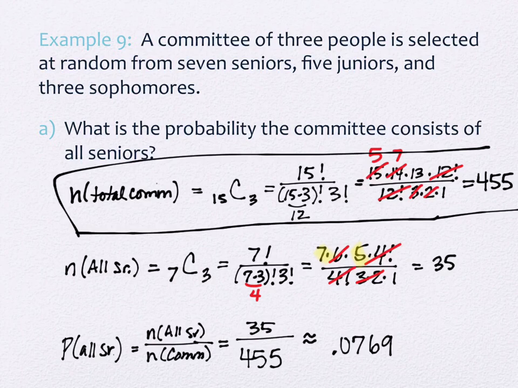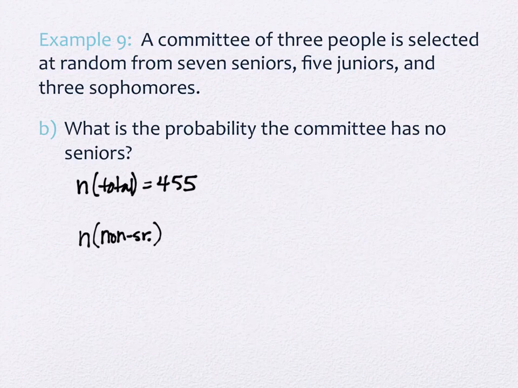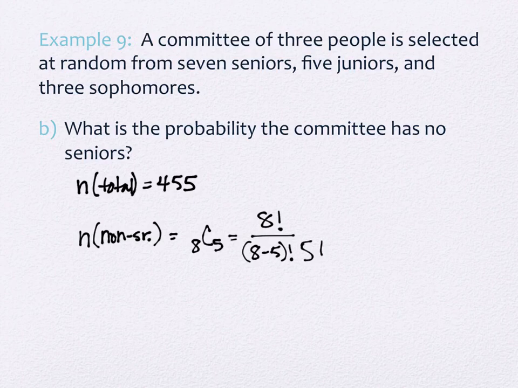So we're actually going to replicate this process right here almost exactly, but with the sophomores and juniors being counted instead. So how many sophomores plus juniors do we have? We have 8, and we're choosing 5. So I have 8 factorial over 8 minus 5 factorial, 5 factorial.